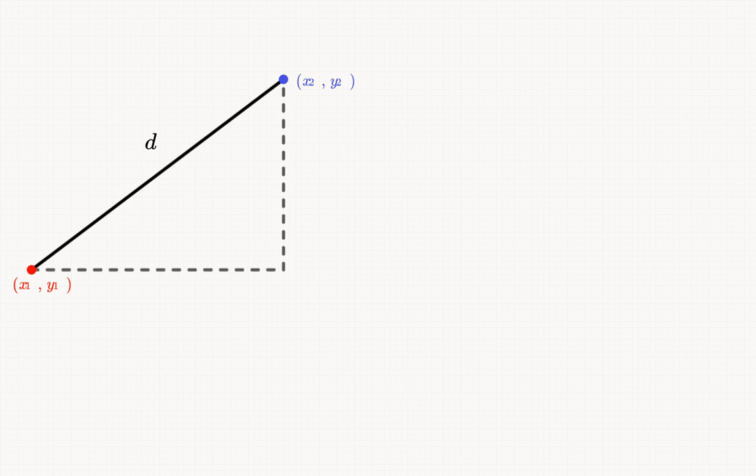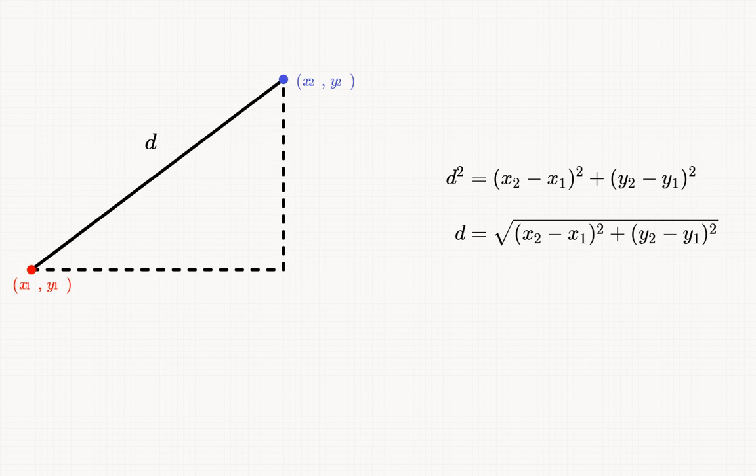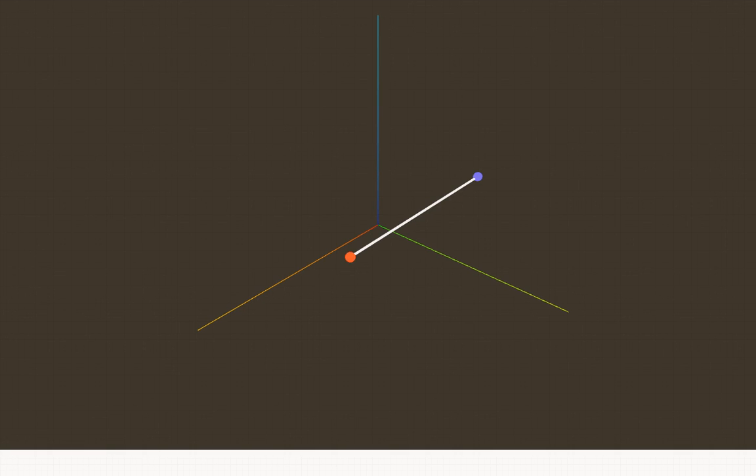Here, by drawing a right-angle triangle, the Pythagorean theorem tells us that the distance squared is (x2 - x1)² + (y2 - y1)², or if you prefer, d = √((x2 - x1)² + (y2 - y1)²). To tackle the problem in 3 dimensions, we'll introduce a third point so that we're only changing 2 of the coordinates at a time.